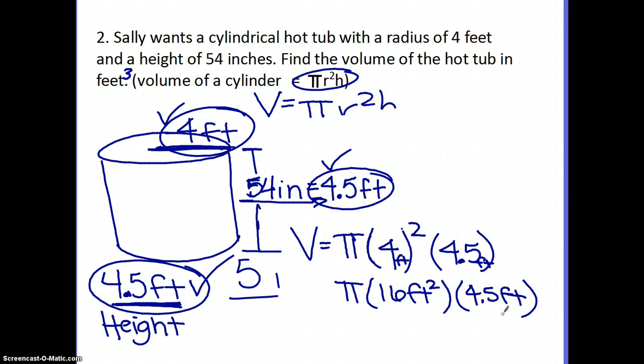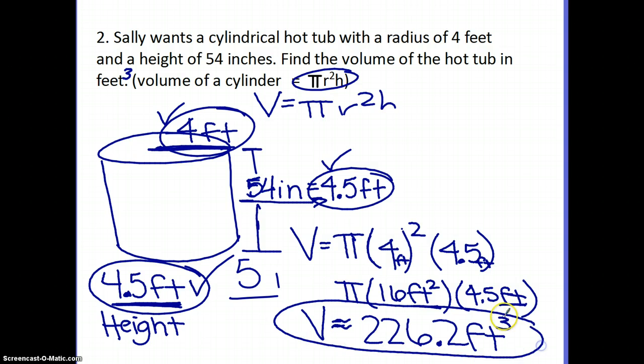And if I multiply those all out, you could use 3.14, or you can use the pi button if you have one on your calculator. I am using the pi button so that it's not rounded. And the volume is about, I should say, it's not exact because I'm rounding this number, but it's 226.2. And this is feet times 1 more foot, so that's feet cubed. So that would be the volume of that hot tub, all in feet.